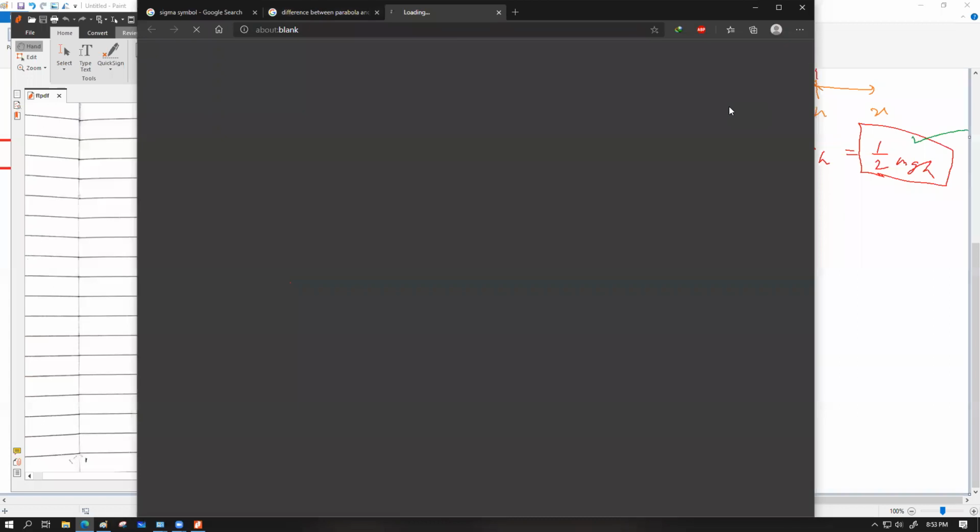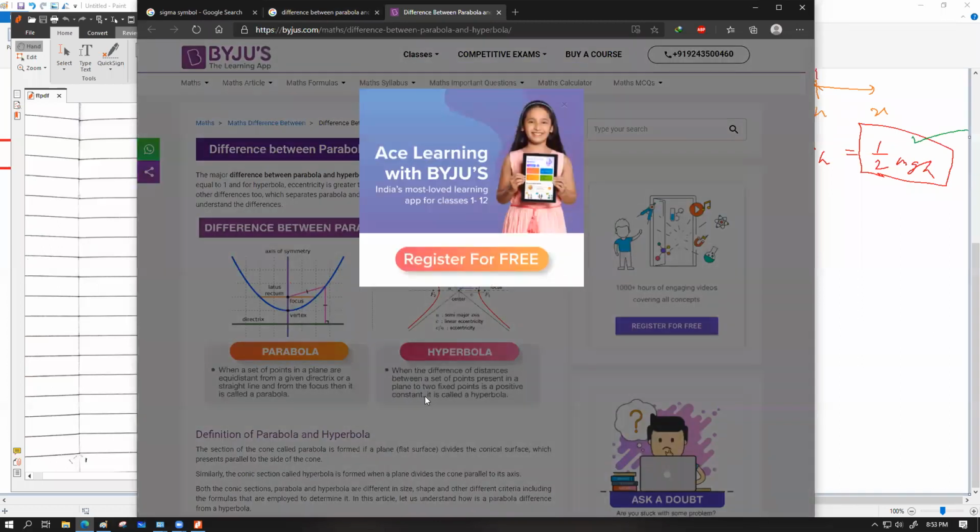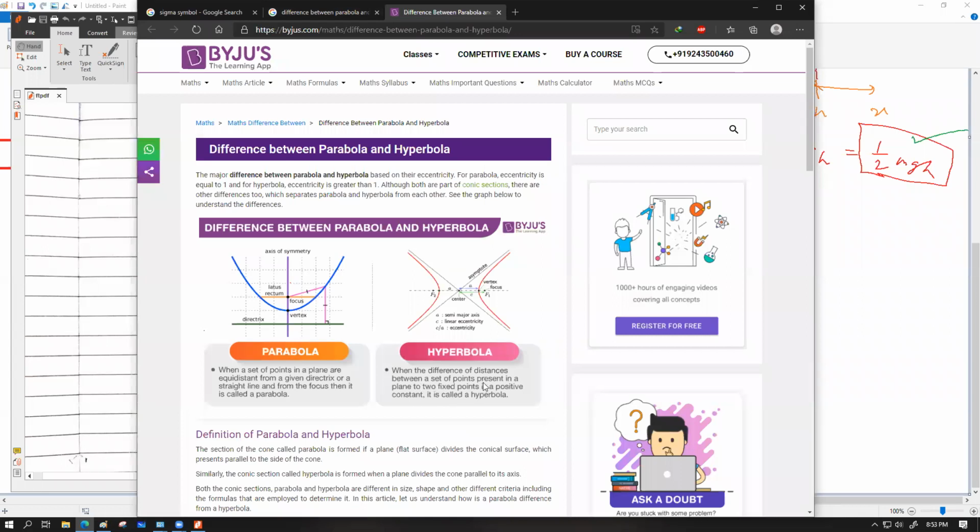Whereas the hyperbola looks like this. When the difference of distances between a set of points present in a plane and two fixed points is a positive constant, it's called a hyperbola.